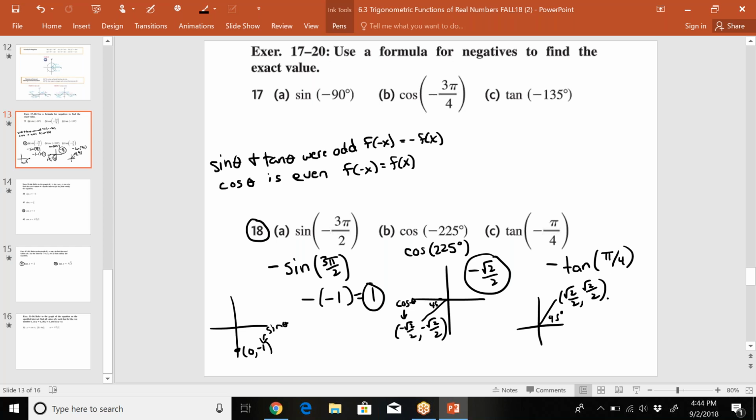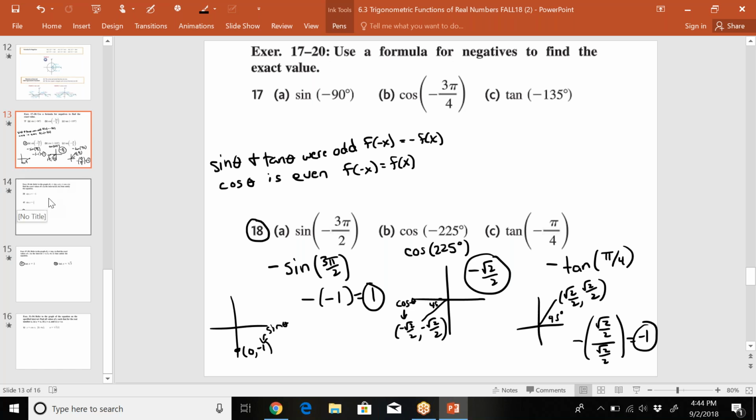Now, the tangent is found a little differently than finding sine and cosine. To find tangent, you have to do y over x. So negative is for the negative out front, and then square root of 2 over 2 over square root of 2 over 2, because that's y over x. So that's just going to be -1.